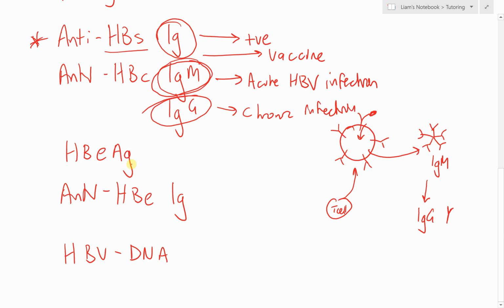Then we have the pre-core antigen. As I say, if we see this in the blood, we can immediately assume this person is undergoing viral replication. So this means that they're actively infected.